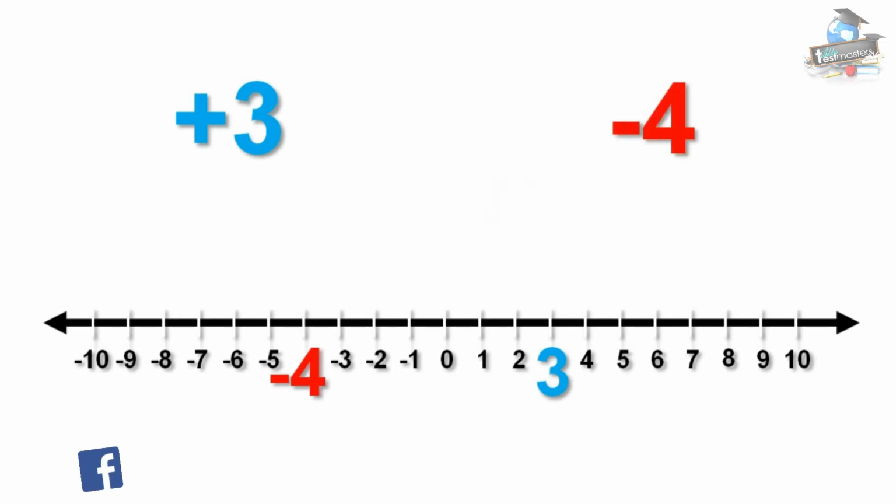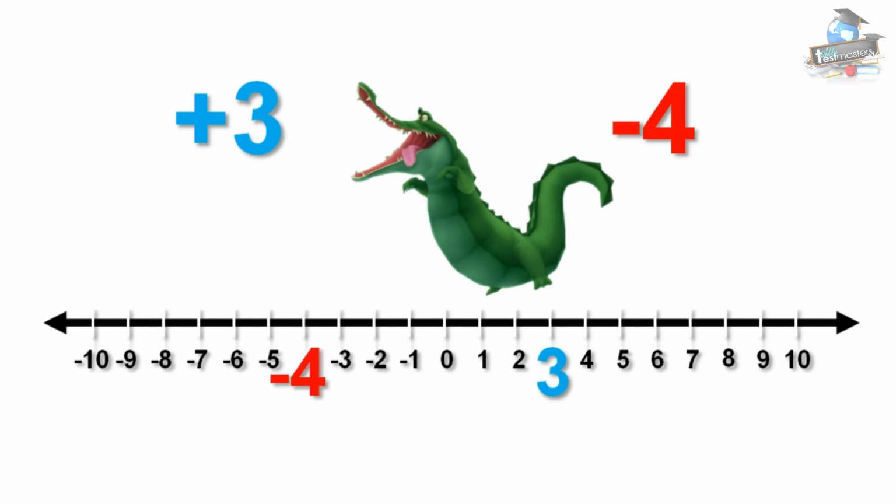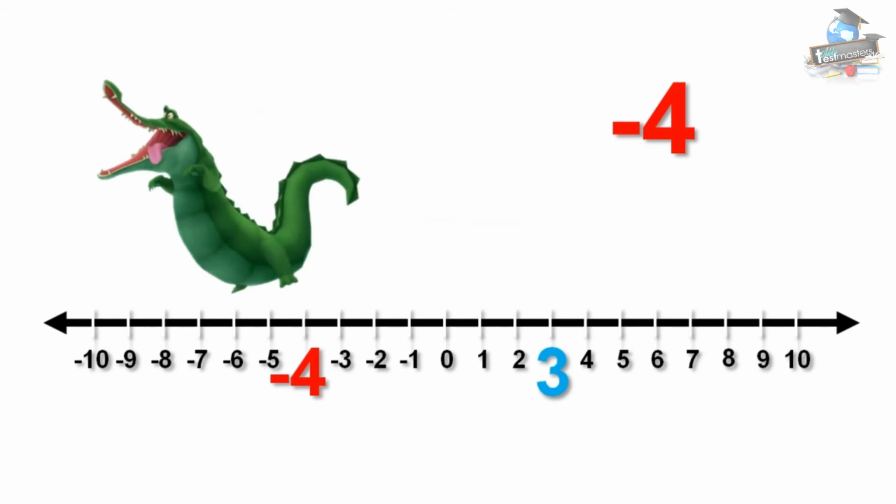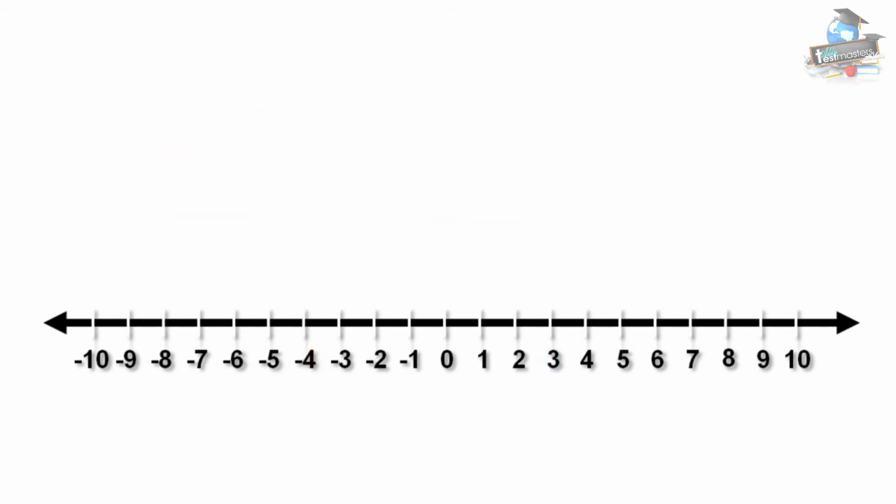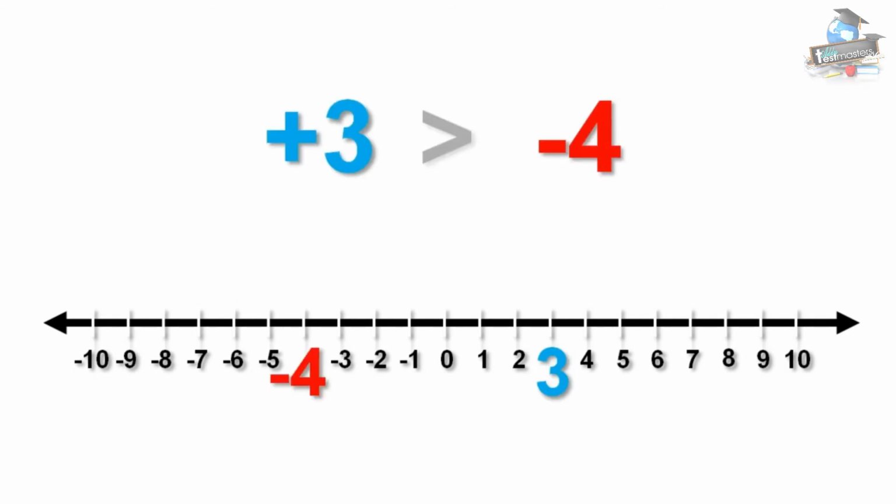The greedy crocodile will help us write this out in a mathematical way. The greedy crocodile eats the bigger number. This gives us the shape of the symbol. This says positive 3 is greater than negative 4.